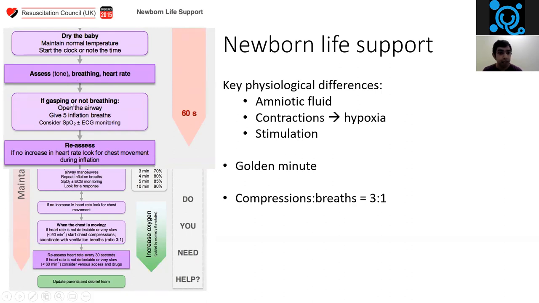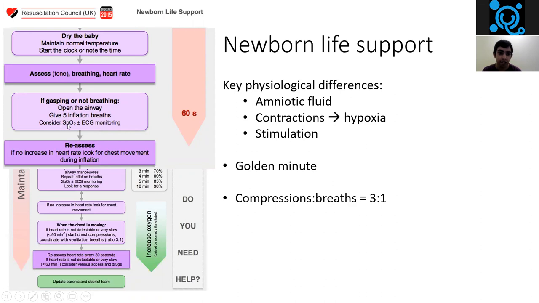Okay. And then if they've got abnormal breathing, you need to open their airway and then you give 5 inflation breaths. And this is usually on room air. Okay, you do not connect up the oxygen. And then if you take a look at the algorithm, it's very important.